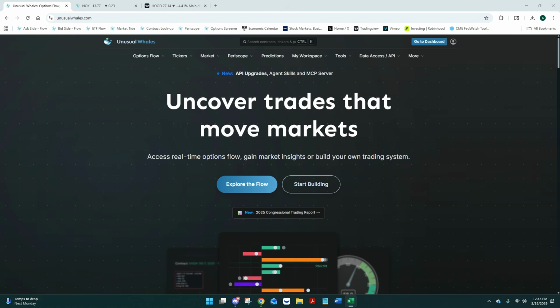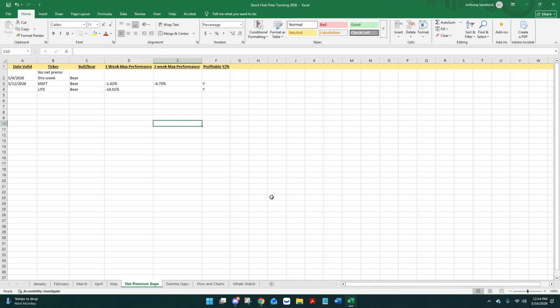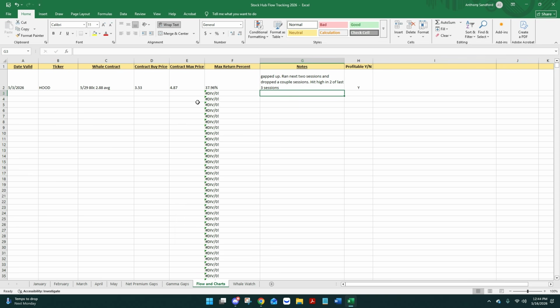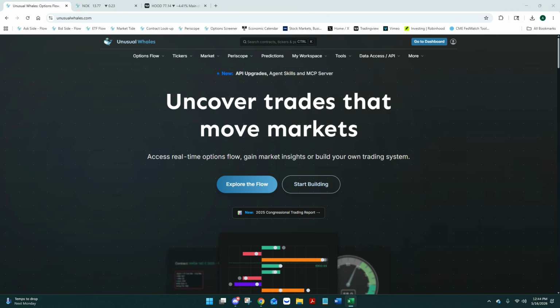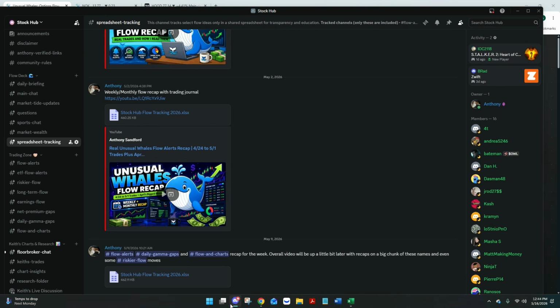So I'm going to show everybody that might be new to this. I do have everything tracked on our spreadsheet. We'll be looking at a couple of names: the net premium gaps, our gamma gaps, and our flow and charts play. I'll be following along with the notes, obviously. The spreadsheet is available to everybody in Discord, if you are new to Discord as well.